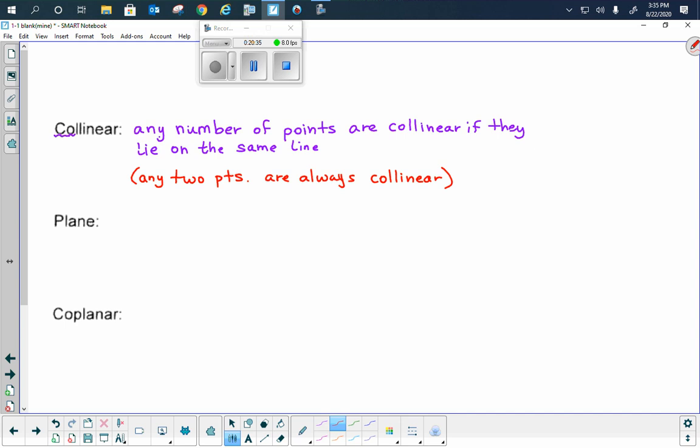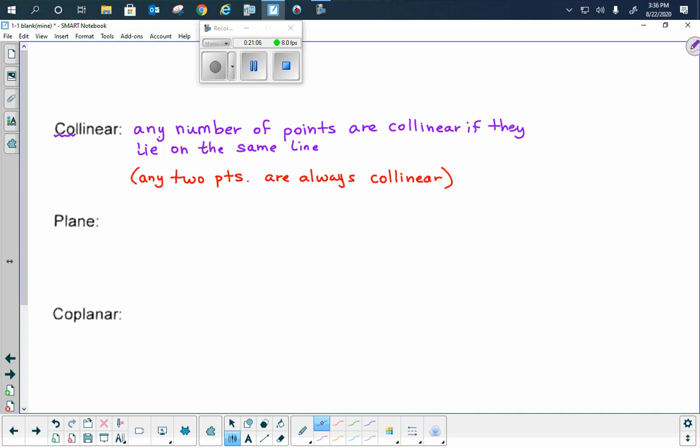We like to do always, sometimes, never questions in geometry. So if I say how many number of points are always collinear, your answer is going to be 2. Now, what if I said any 3 points are blank collinear? Hopefully you're going to say any 3 points are sometimes collinear, because you and 2 other friends could line up, but not necessarily.